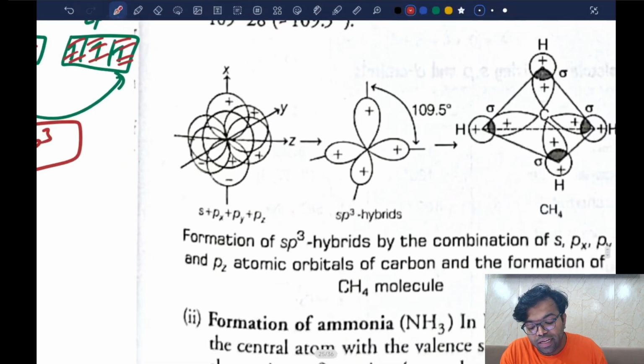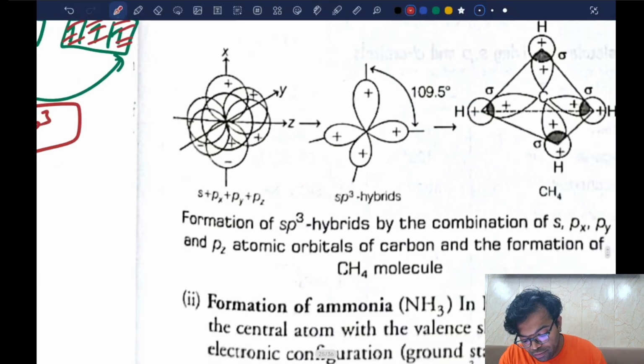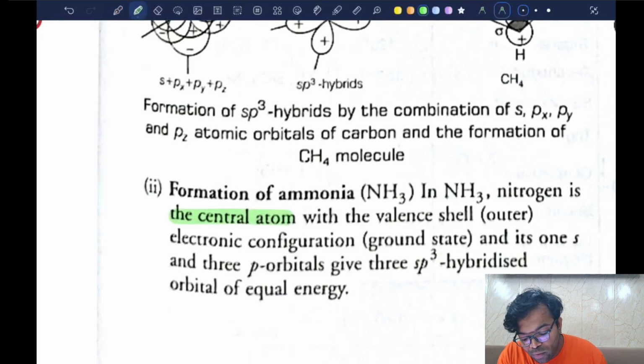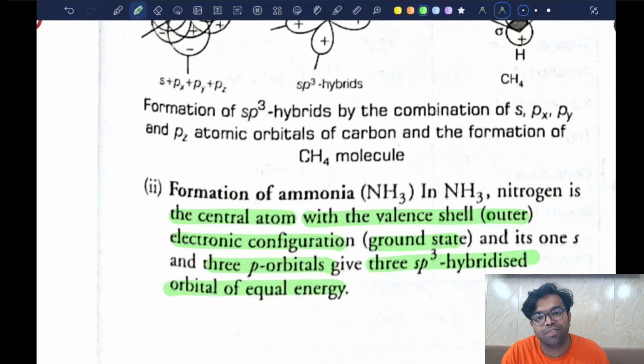And luckily for us, they take the four corners of the tetrahedron. Okay, fine. Now the formation of the ammonia molecule. In NH3, nitrogen is the central atom, right? Nitrogen is the central atom with valence shell outer electron configuration in the ground state, and its 2s and 2p orbitals give the four sp3 hybrid orbitals of equal energy.